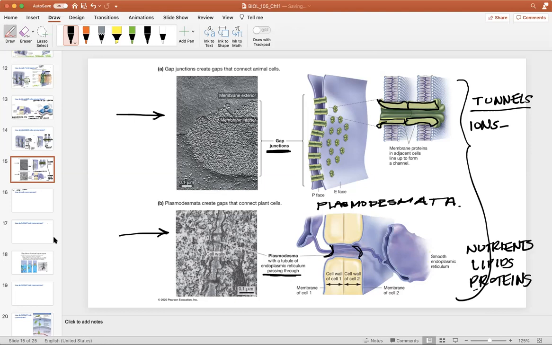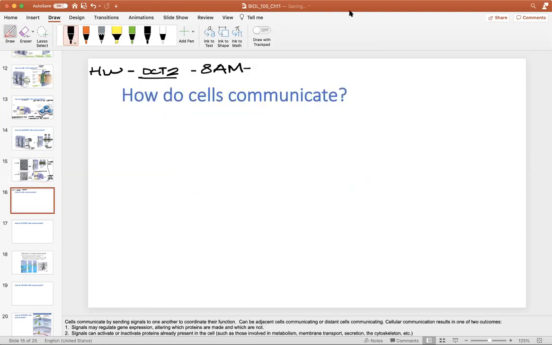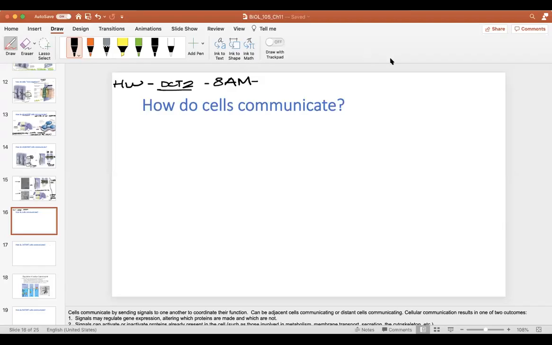Okay, so now let's move on to discuss how distant cells communicate. So in thinking about cellular communication in general, I want us to think about the results of cellular communication, whether we're talking about adjacent next door neighbor type cells or distant cells. We can really break down the results of cellular communication into two different results, okay?